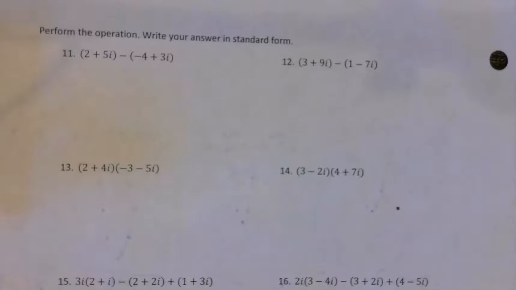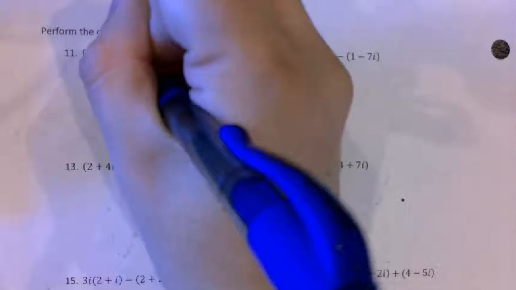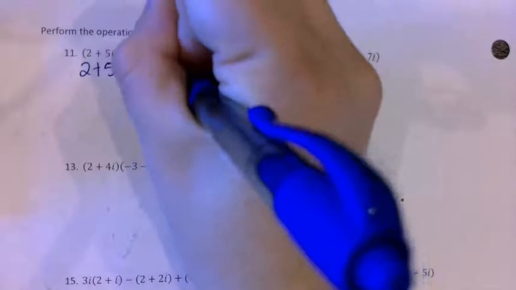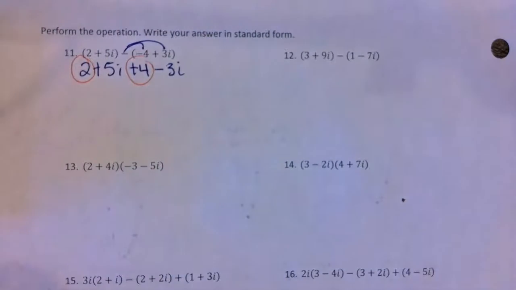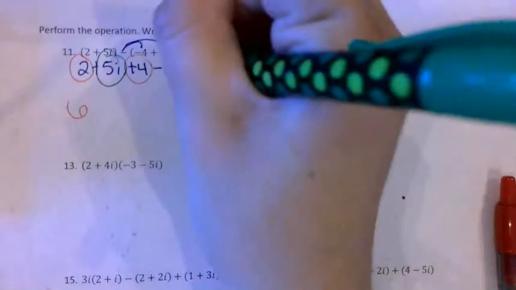Moving on. It wants me to perform the operation and then write my answer in standard form. On number 11, it's subtracting the two imaginary numbers. So what I want to do is distribute my negative. I rewrite the first one exactly as I see it. The second one, negative times negative 4 is positive 4. Negative times 3i is negative 3i. And I want to combine like terms, so I'm going to combine my real pieces together. 2 plus 4 is 6. Then I combine the imaginary pieces. 5 minus 3 is negative 2i.